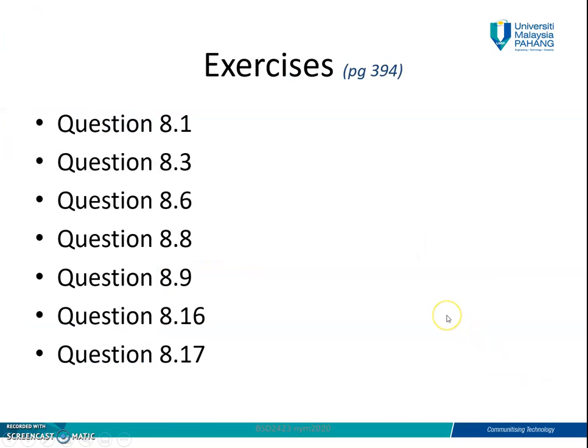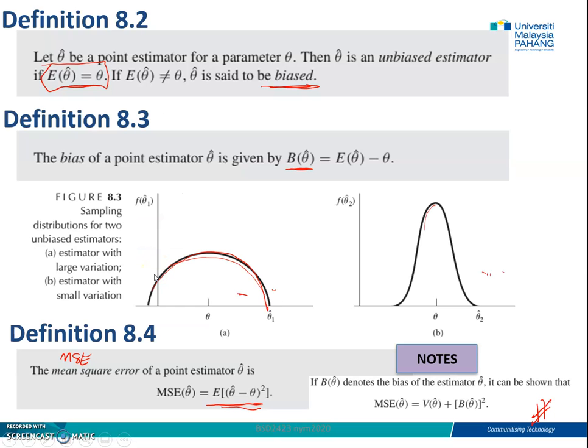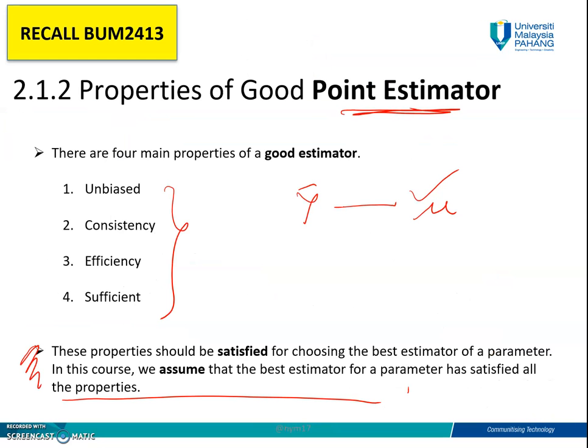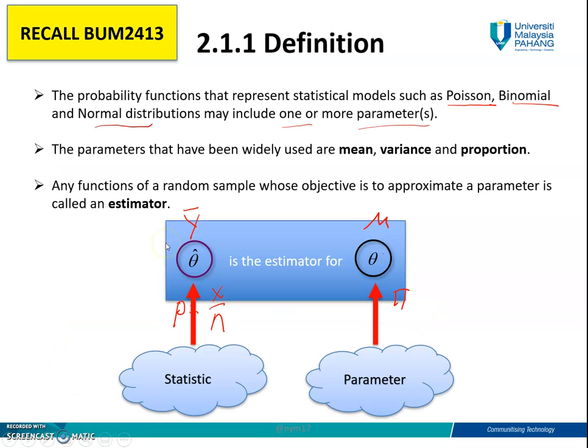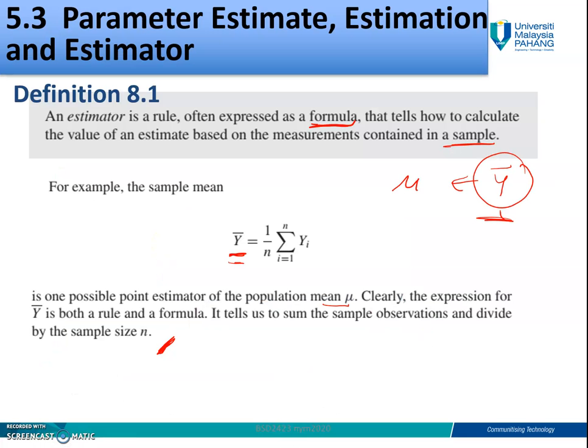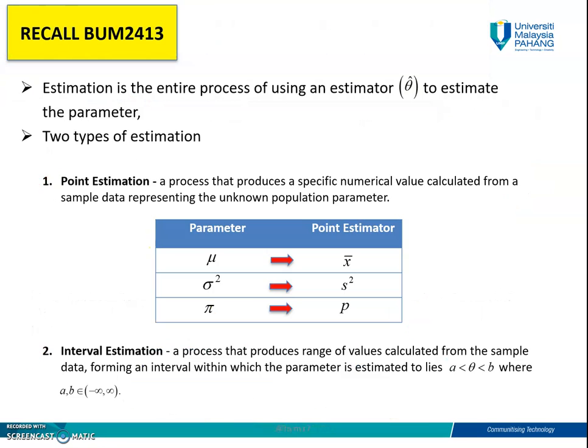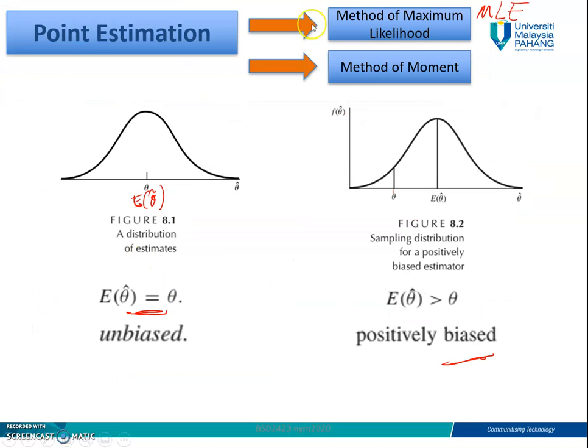So this is the exercise, page 394. You can try and look. I think it's just an application exercise. So this is just an introduction, not yet the very theoretical things, but you should understand what parameter, estimation, and estimator are. We have two methods to calculate, which are method of maximum likelihood and method of moment, and we focus on point estimation.